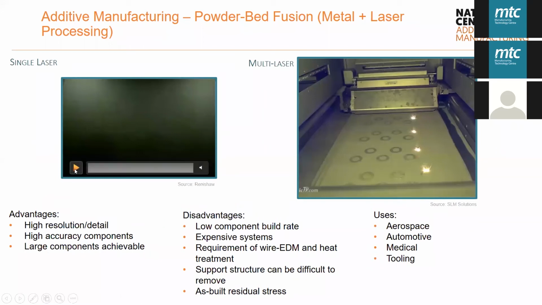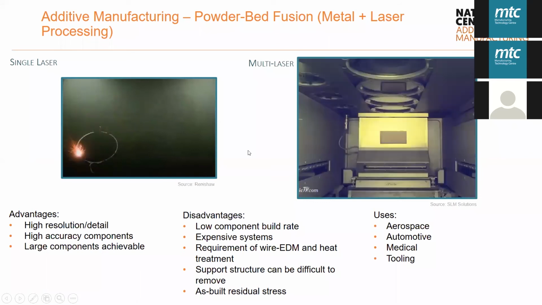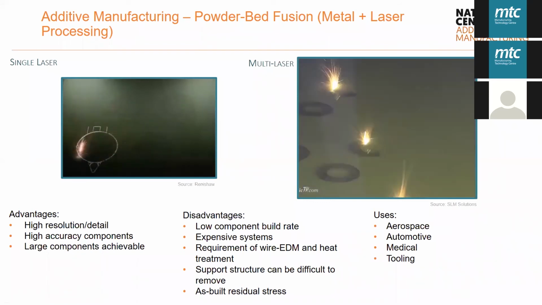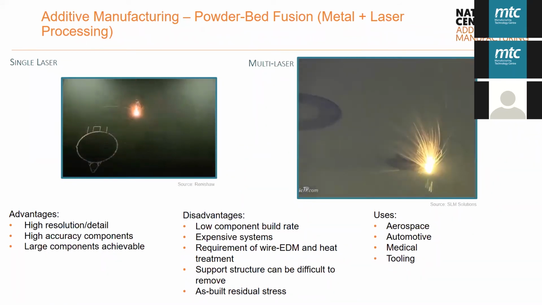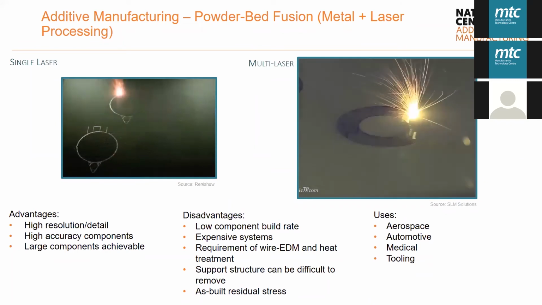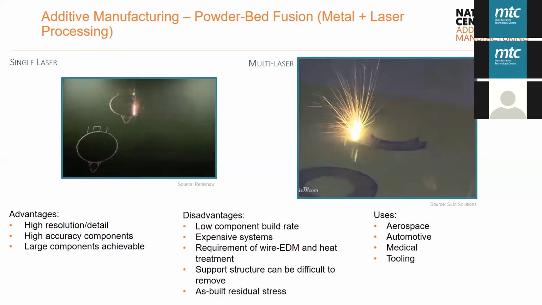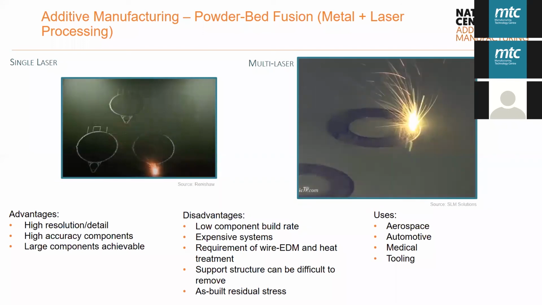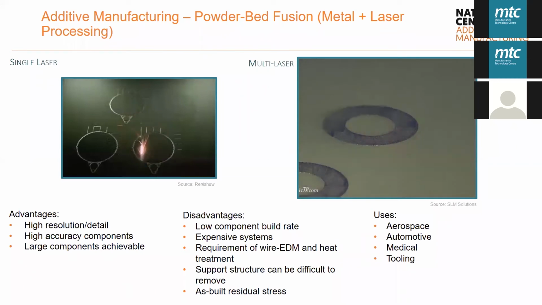So we're going to move on to metal laser powder bed systems. You can see over here on the left, there's a single laser LPBF system. On the right is a multi-laser LPBF system. So what are the advantages of these systems? They're very good at manufacturing high resolution, high detail metal components. These components are fairly accurate as well, and you can achieve considerably large components when comparing them to other metal additive manufacturing processes.